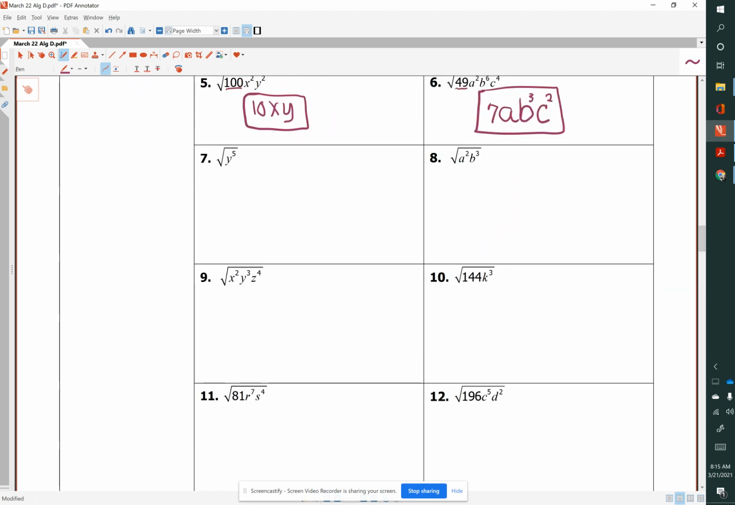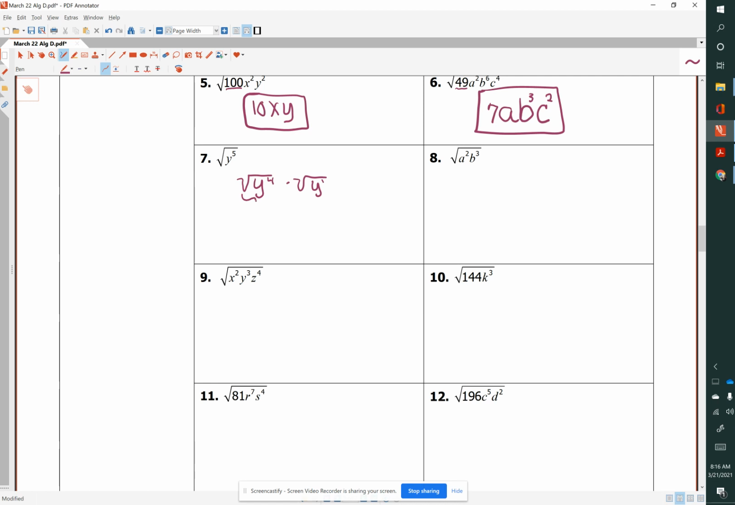Let's move on to those square roots where the exponent is not a multiple of 2. They're not divisible by 2 evenly. So we're going to have to break it apart. So this will be the square root of y to the 5 minus 1, which is 4, times the square root of y to the first power. So these exponents have to add up to the 5.